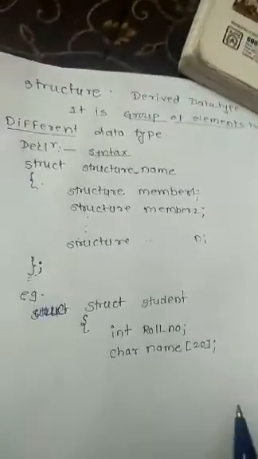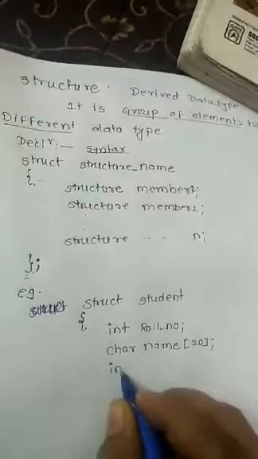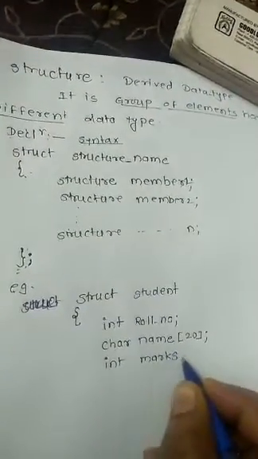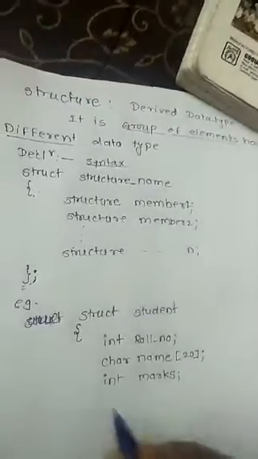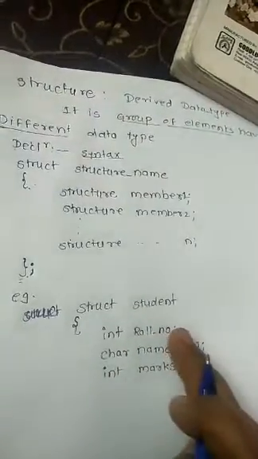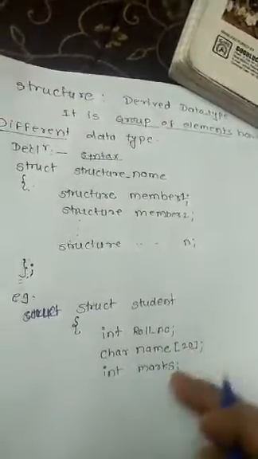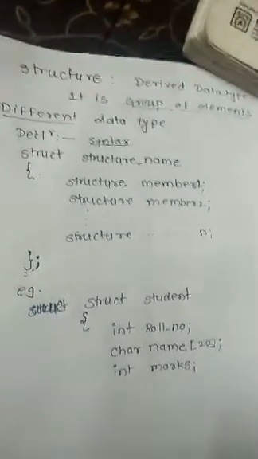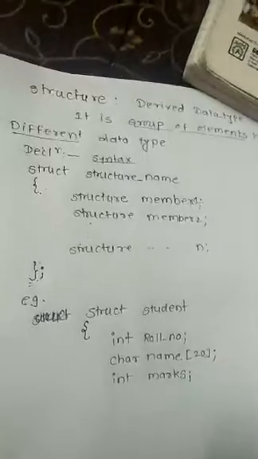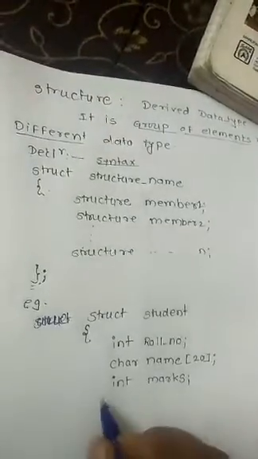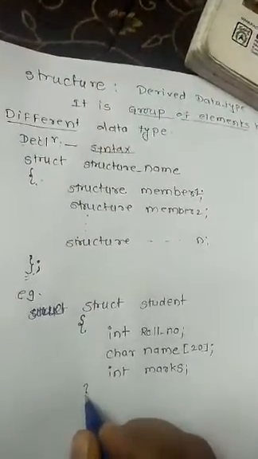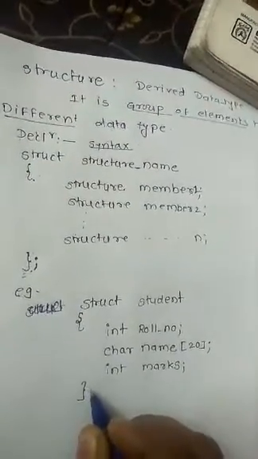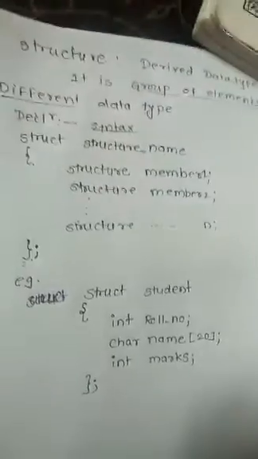Then I want to declare the marks. Marks is once again an integer. So now this is structure member 1, structure member 2, and structure member 3. I have the 3 types of data of a student. Once again, now I want to close this structure. Closing the structure means curly bracket close, and a semicolon here.